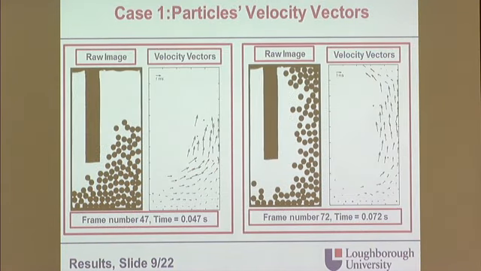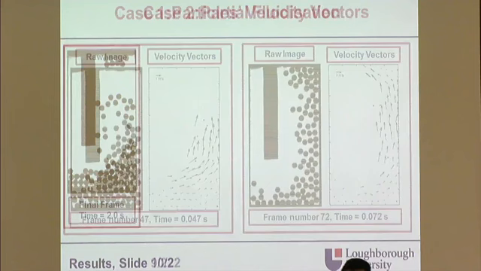This slide shows the velocity vectors for different frames. As we see, we can see strong convective flow at the early time of the experiment, and we still have this convective flow here as well at another time.